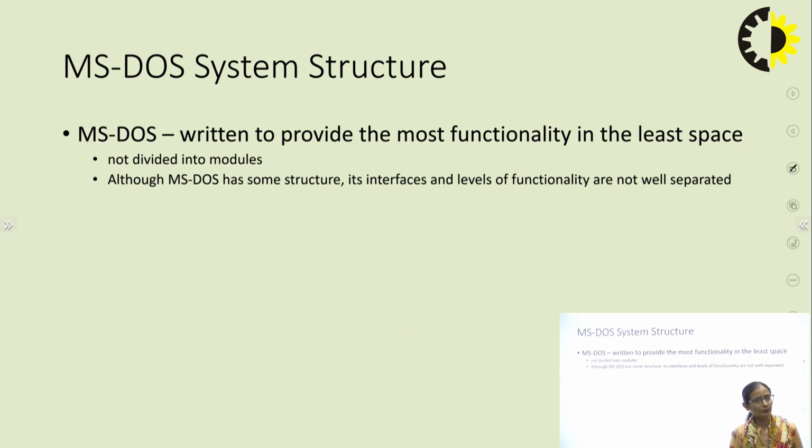Now, coming towards the OS structure, the most basic type of system structure is provided by MS-DOS. It is written to provide the most functionality in the least space, and it is not divided into any module. Although MS-DOS has some structure, its interfaces and levels of functionality are not well separated as in other OS.